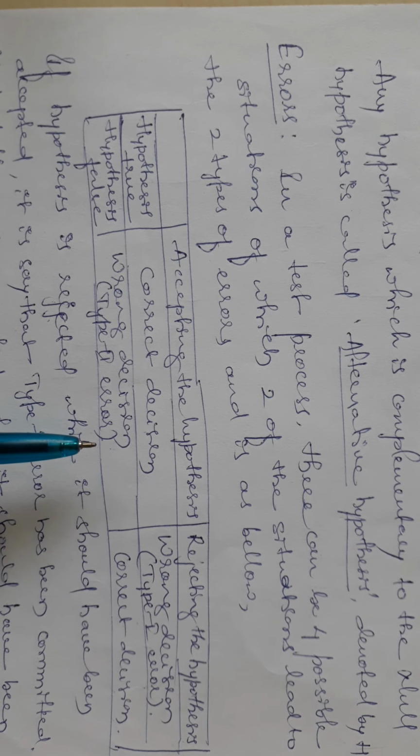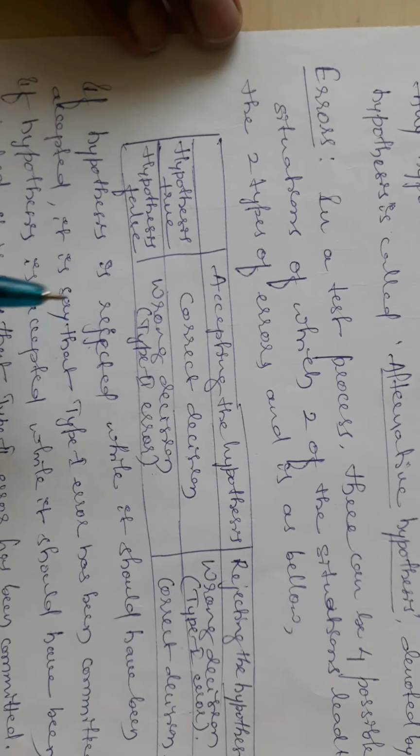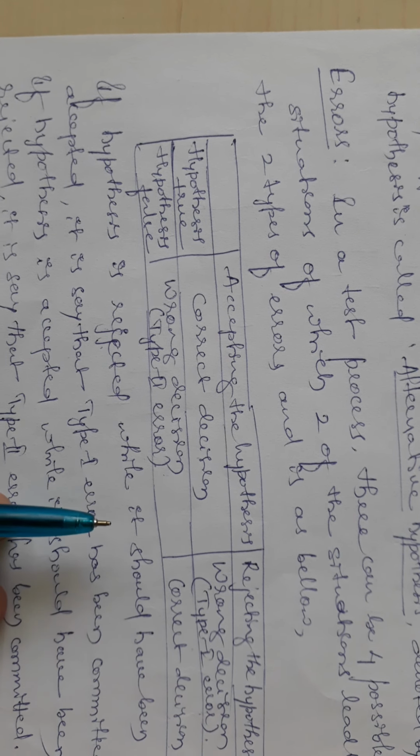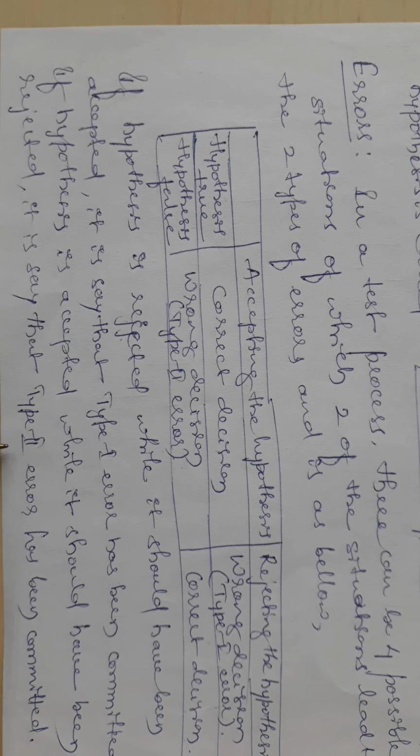Now we can state the errors as: if the hypothesis is rejected while it should have been accepted, it is said that type 1 error has been committed. If the hypothesis is accepted while it should have been rejected, it is said that type 2 error has been committed.